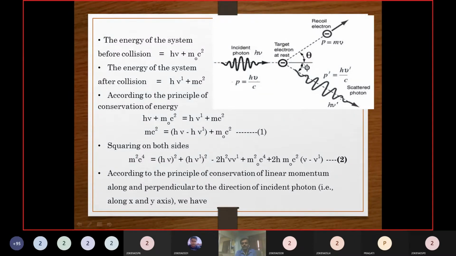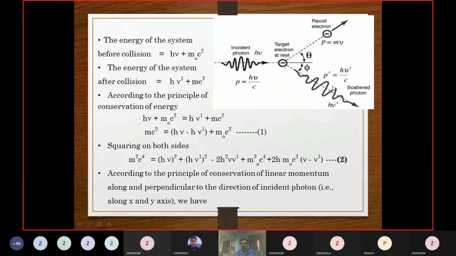Now after collision, the electron is recoiling at an angle theta, and the photon is scattering at an angle phi. The energy of the photon is h nu dash, where nu dash is the changed frequency. Before, the frequency is nu; after scattering, the frequency is nu dash. We can also write it as hc by lambda, which is also energy.